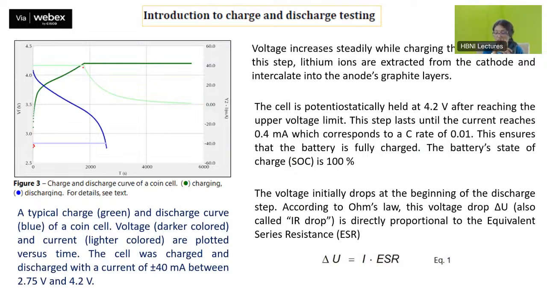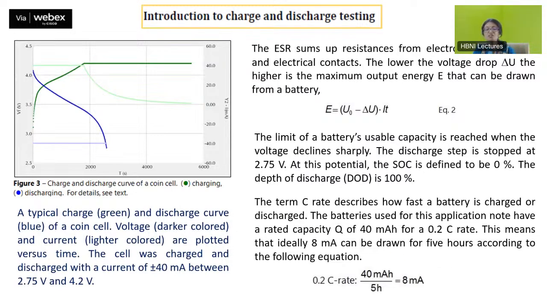And why is this going to happen? Because according to Ohm's law, this voltage drop is delta U, which is nothing but the IR drop, where I is the current and R is your equivalent series resistance. So what is the series resistance? It is all the resistance coming from the electrode, electrolyte, and electrical contacts. If you have a low delta U, obviously this is going to maximize the output energy E which can be drawn from the battery.